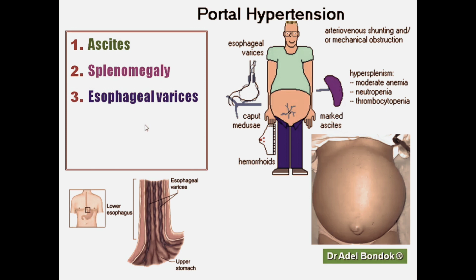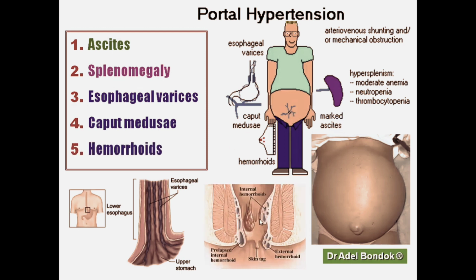Esophageal varices, dilated veins in the lower end of the esophagus. Okay, esophageal varices. Caput medusae, dilated veins around the umbilicus. Hemorrhoids, internal hemorrhoids, dilated veins, or dilated anastomosis between the superior rectal and the inferior and middle rectal veins. So portal hypertension might lead to several conditions: ascites, splenomegaly, caput medusae, esophageal varices, hemorrhoids.